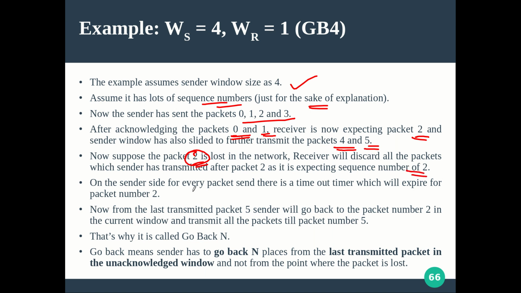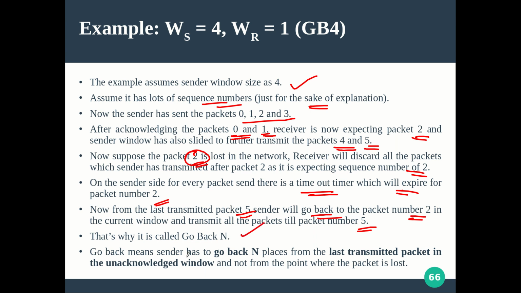On the sender side, for every packet sent there is a timeout timer, and this timeout timer particularly for packet number 2 has now expired. Now from the last transmitted packet 5, very important, the sender will go back to packet number 2, that is n positions, including this 5. Here 4 positions in the current window, and transmit all these packets: 2, 3, 4, 5, like that. So this is why we call it go back n.